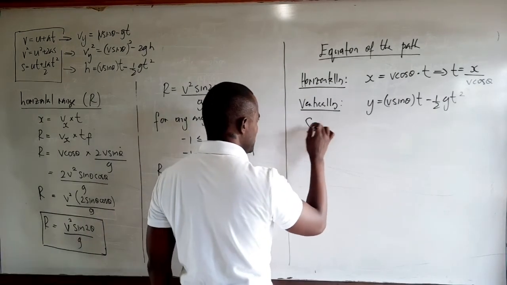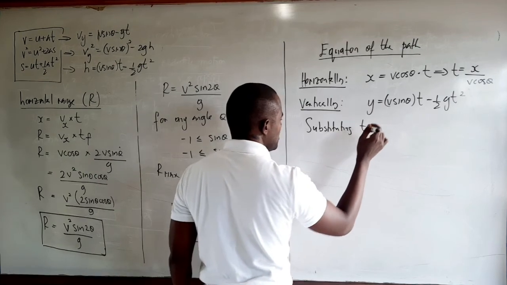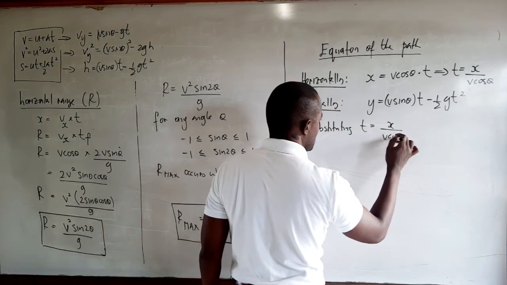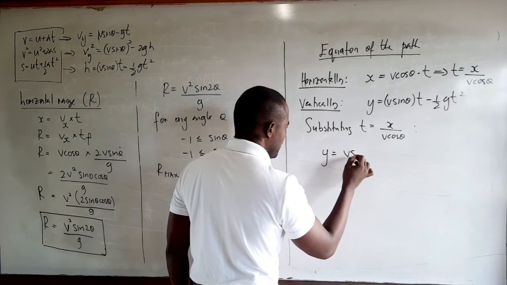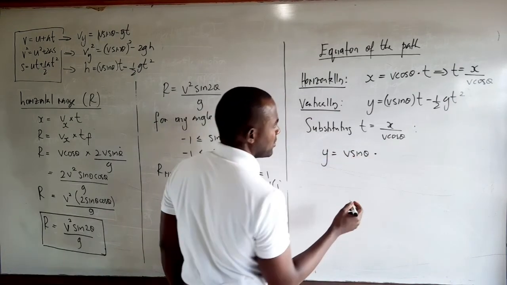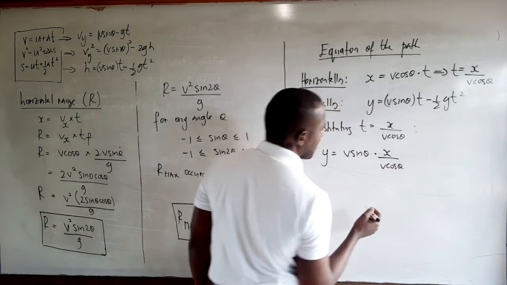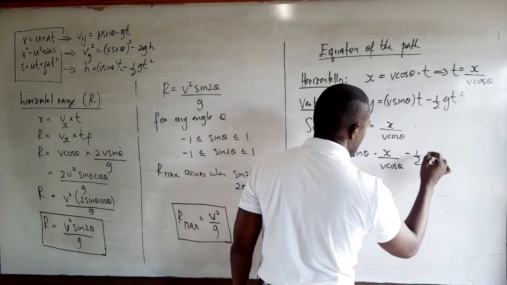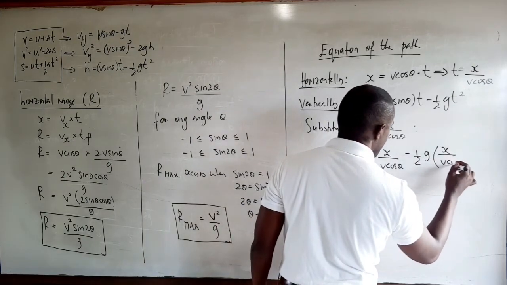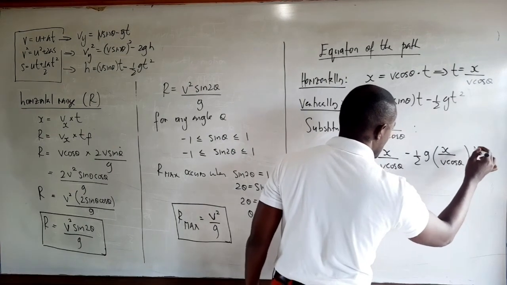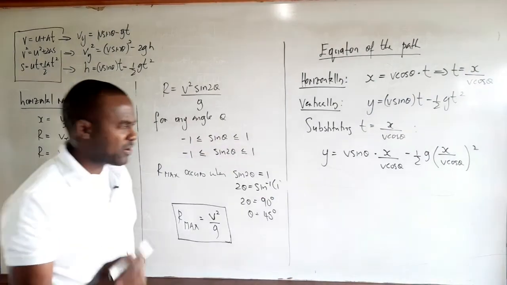So substituting t equals x over v cos theta, we get y is equal to v sin theta times x over v cos theta, minus a half g times x over v cos theta all squared. So we'll proceed and try to simplify this as far as possible.